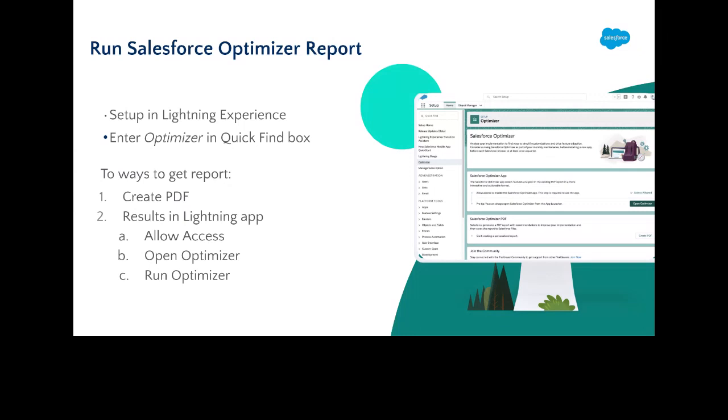Salesforce Optimizer covers feature analysis and gives it in a PDF report in a more actionable format. So how can you do this? Go to Salesforce in Lightning Experience, in Setup, search for the Optimizer. There are two ways: either create a PDF or results in a Lightning app, which allows you to access them. Run Optimizer, and run the Optimizer report.